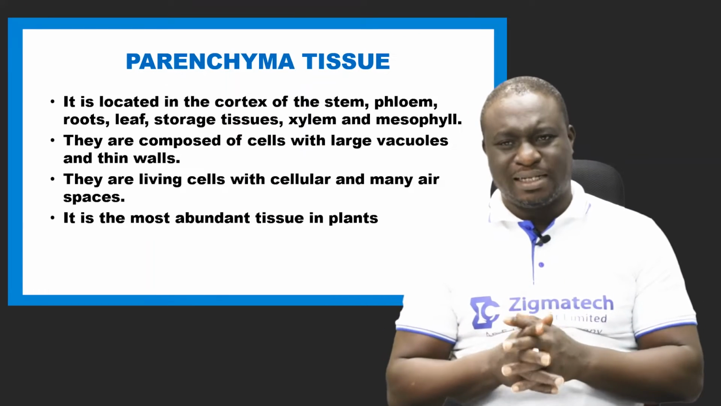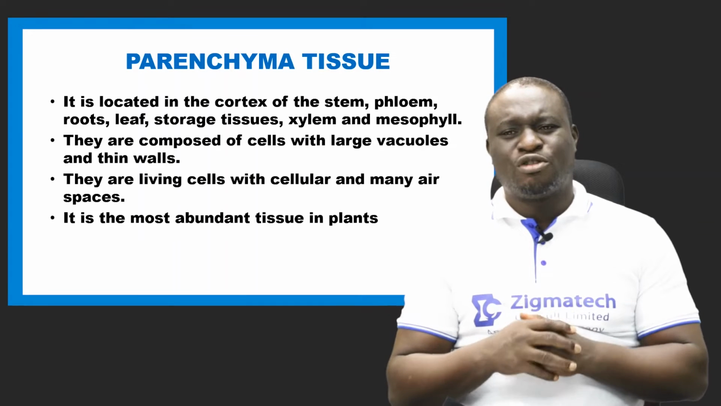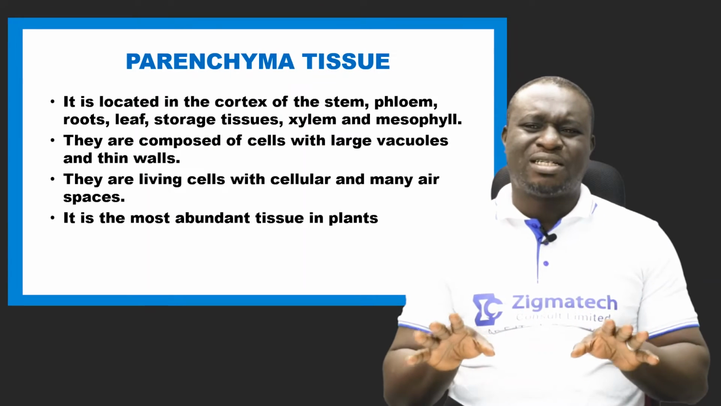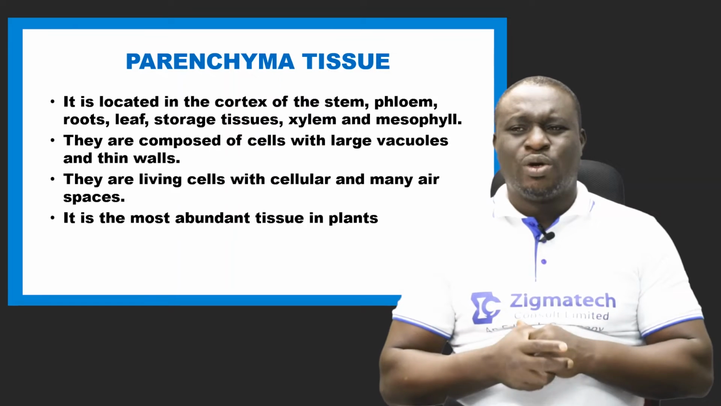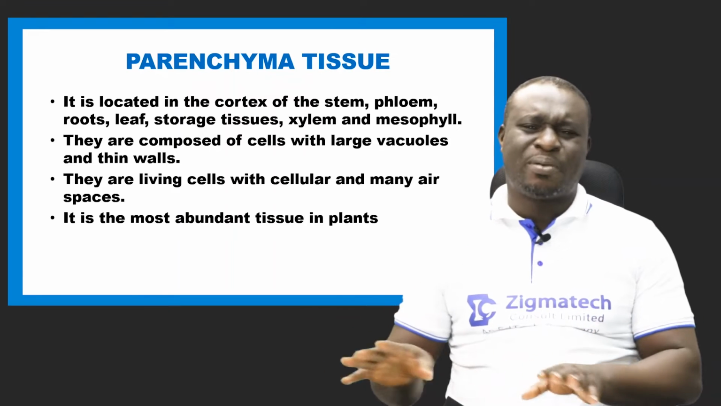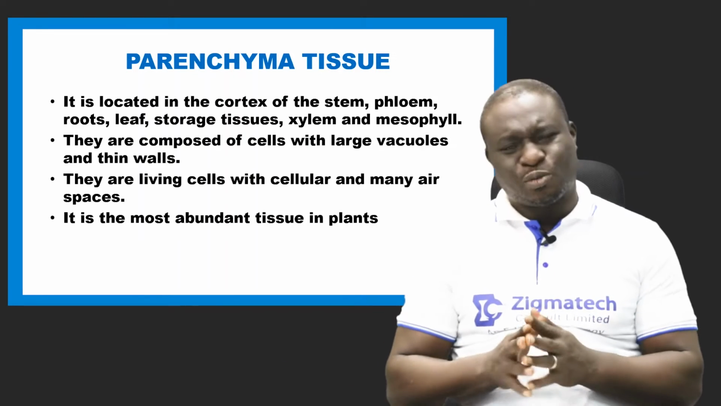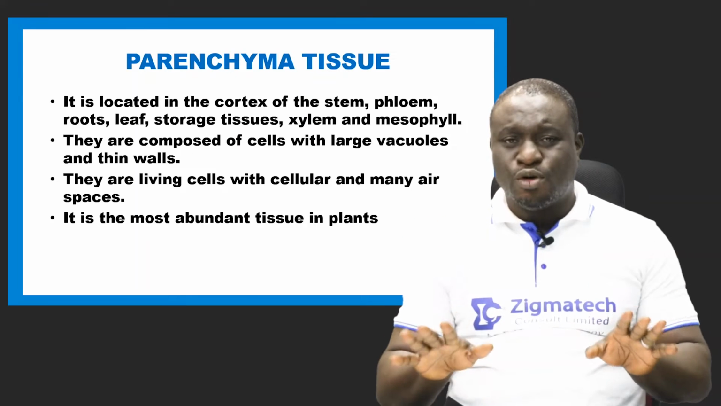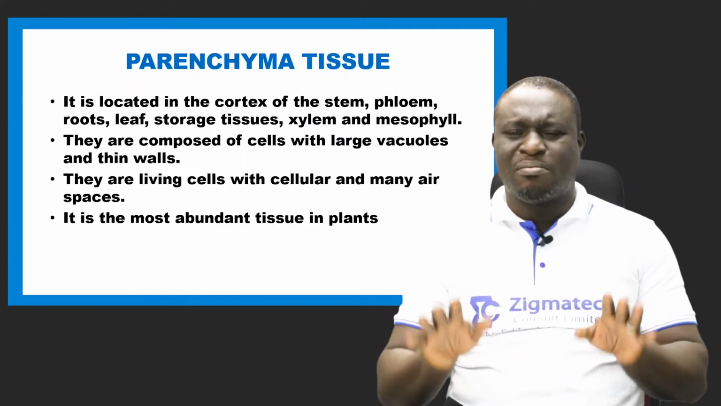Number two thing you should take note of is this, that they are living cells. Parenchyma tissues are living cells with cellular and many air spaces. They have many air spaces. They are living cells. And of course, they are the most abundant tissues in plants.